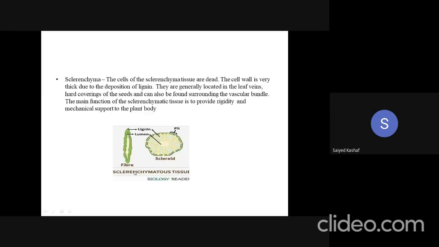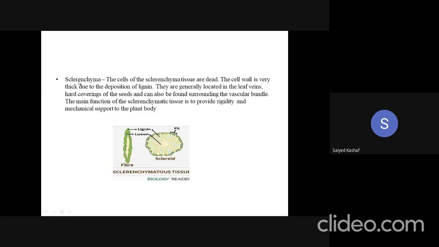And the third one is sclerenchyma. The cells of the sclerenchymatous tissues are dead. The cell wall is very thick due to the deposition of lignin, and they have few or numerous pits. You can see few to numerous pits, and they are generally located in the leaf veins and hard covering of the seeds, and can also be found surrounding the vascular bundles. The main function of the sclerenchymatous tissue is to provide rigidity and mechanical support to the plants.